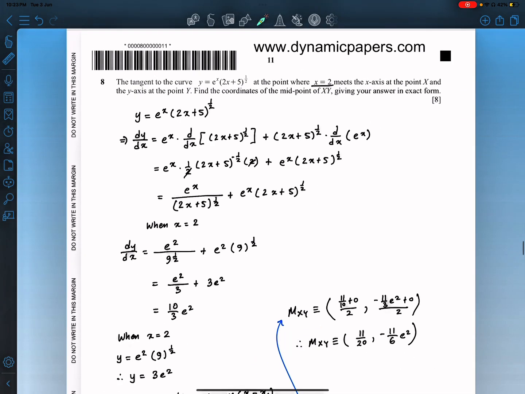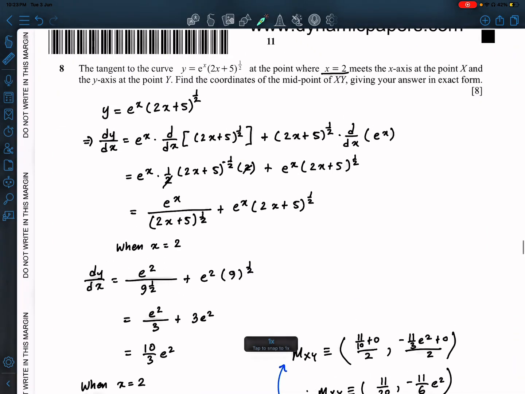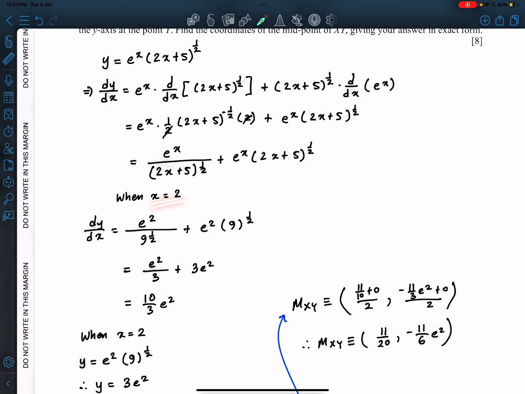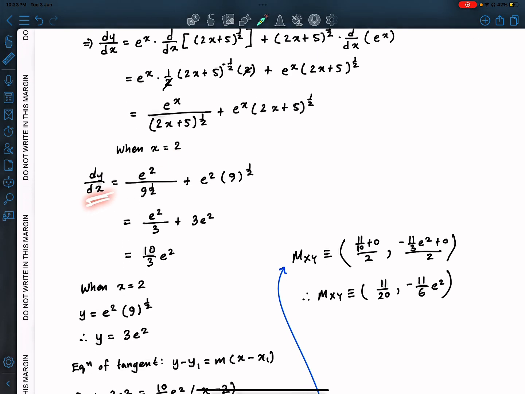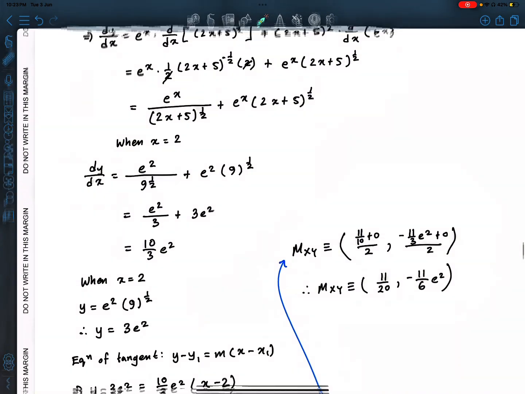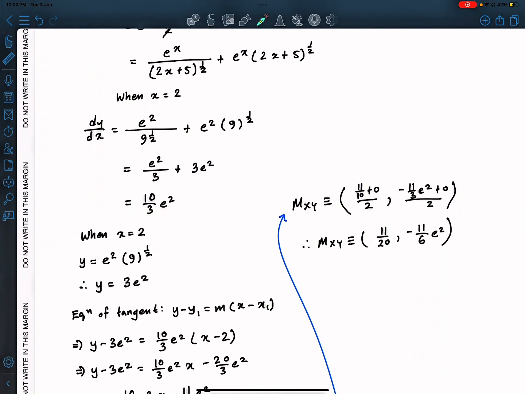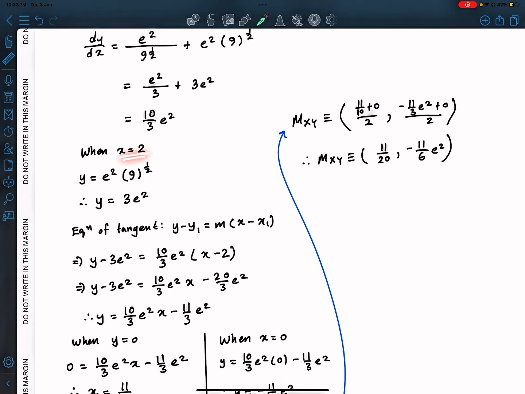So to find the equation of the tangent, what we need to do is find dy/dx first. So how can we find dy/dx? We can use our good old product rule, simplify that, and find dy/dx to be equal to e to the x over (2x plus 5) to the half plus e to the x times (2x plus 5) to the half. So when x equals 2, we find our dy/dx, or the gradient at x equals 2, to be equal to 10 by 3 e squared. And when x equals 2, we find our y value to be 3e squared.